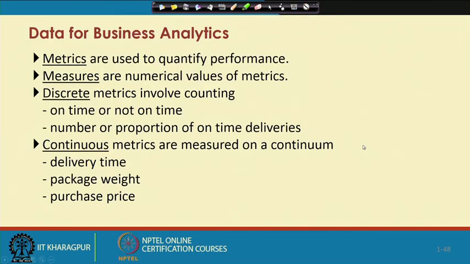So, data for business analytics can be understood from the following angles. It can be metrics, that means they are used to quantify a particular performance. Measures are numerical values of metrics, and it can be discrete and it can be continuous, and sometimes it may be on time and sometimes not on time. Some classic examples measured on a continuous scale are delivery time, package weight, purchase price, all these things.